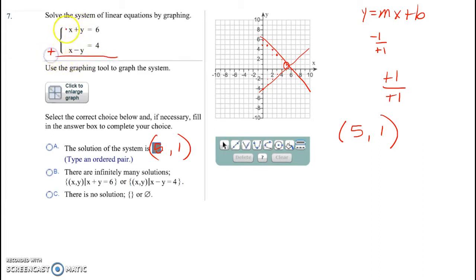So if I add these two together, I get x plus x. I get 2x equals, those drop out, that gives me 10. So x equals 5. Yep. Plug that back into one of the equations. 5 plus what gives you 6? Y has to be 1. Great double check.